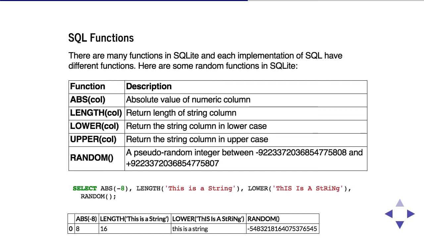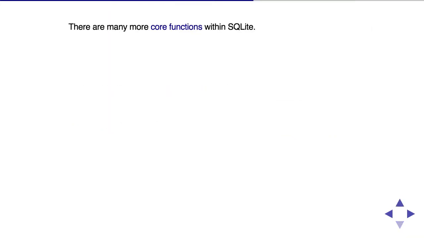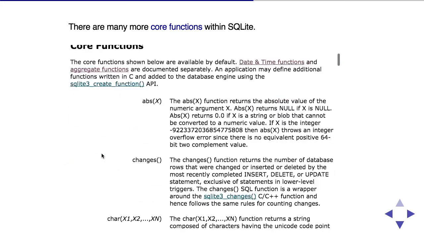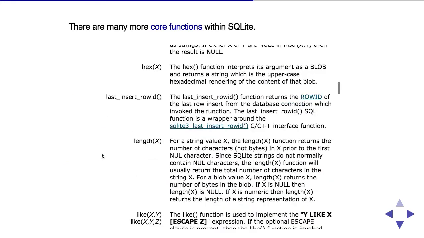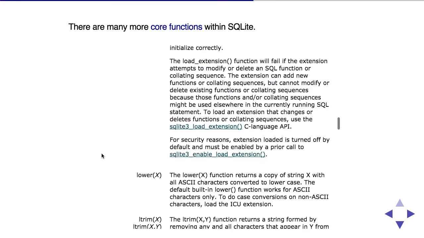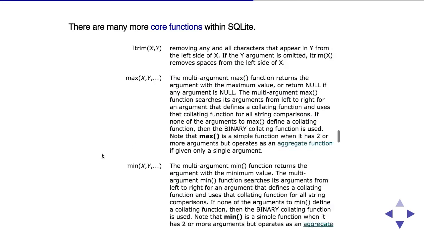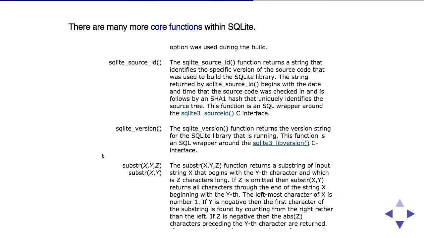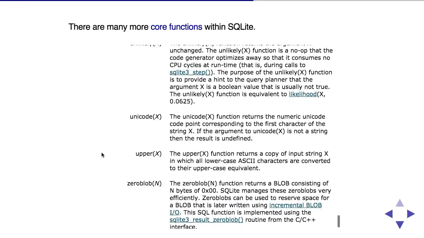So absolute gives -8 gives 8, length of the string gives 16, and you can see how that's going along. And there's also many other core functions in SQLite. There's a lot of stuff here. You could also do extensions too, like math packages and all that stuff for SQLite.